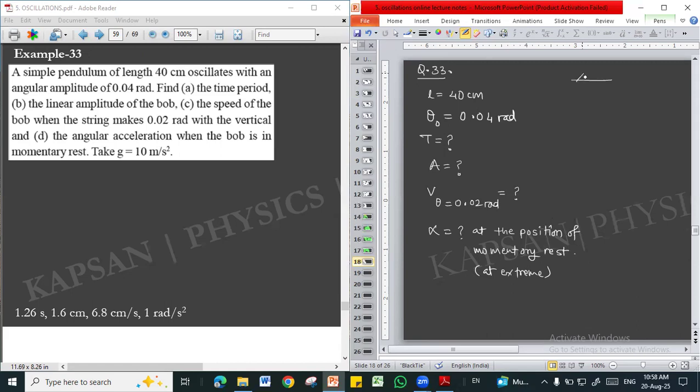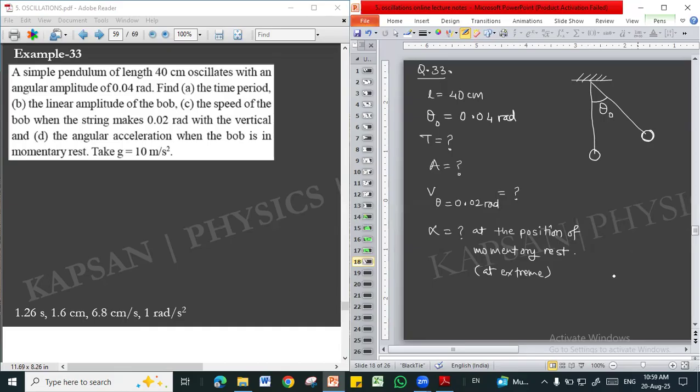So this is our pendulum. This is the mean position. This is the extreme position. This is the angular amplitude theta naught. You cannot go beyond this. You can go from 0 to theta naught, theta naught to 0, 0 to minus theta naught, and minus theta naught to 0. Take g equal to 10.